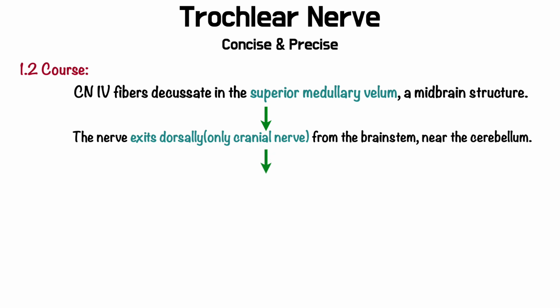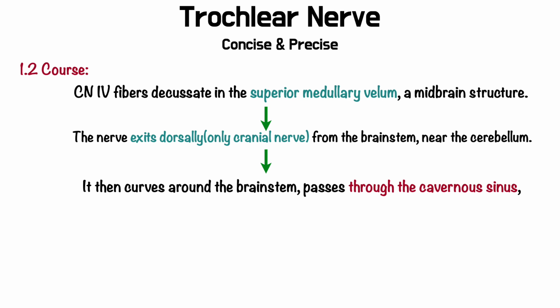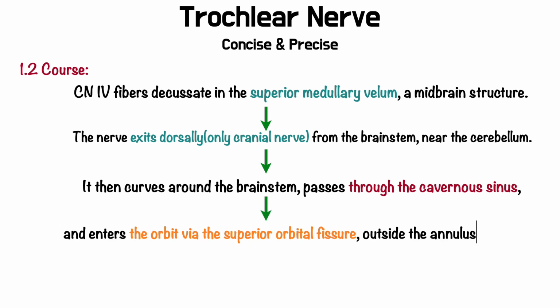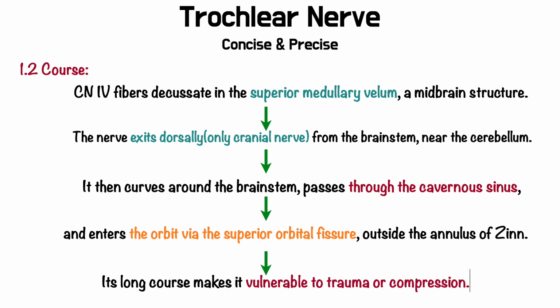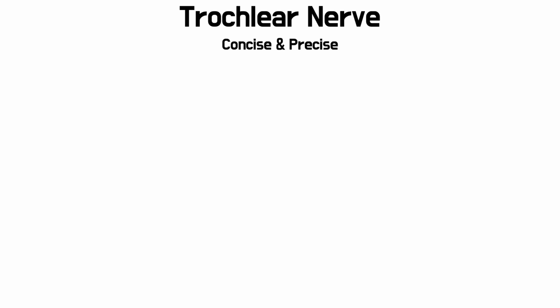And after exiting from that location, it then curves around the brainstem, passes through the cavernous sinus, and enters the orbit via the superior orbital fissure outside the annulus of Zinn. So this is the course of the trochlear nerve, and its long course makes it vulnerable to trauma or compression. I had talked about it earlier too.